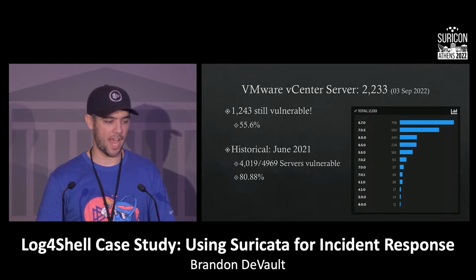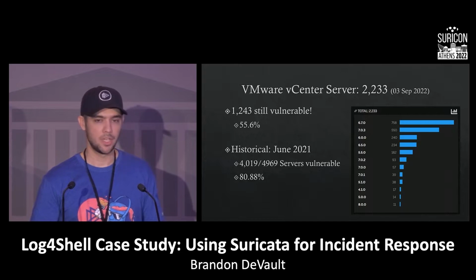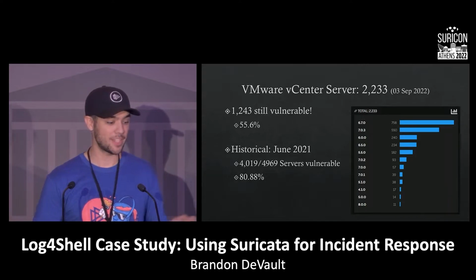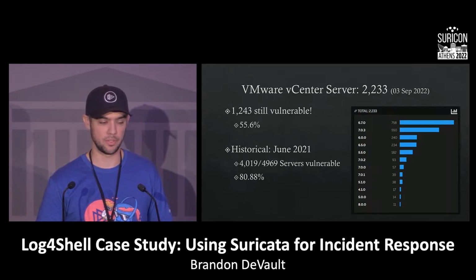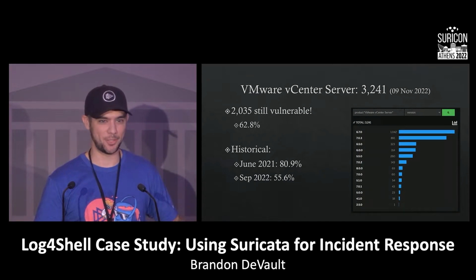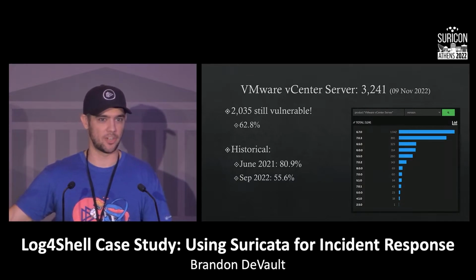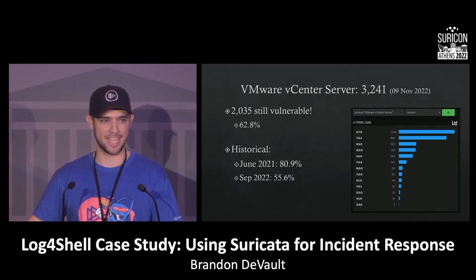Now, when I looked at VMware vCenter servers in September, there were about 2,200 publicly accessible. Over 1,200 of those were still running vulnerable versions of Log4Shell. That's better because back in June of '21, over 80% of those were still vulnerable. I took a look yesterday, and it went from 2,200 to 3,200 publicly accessible, and 2,000 now vulnerable to Log4Shell. So we're exposing more VMware vCenter servers that are still vulnerable to Log4Shell. The environment space is actually getting a little bit worse.